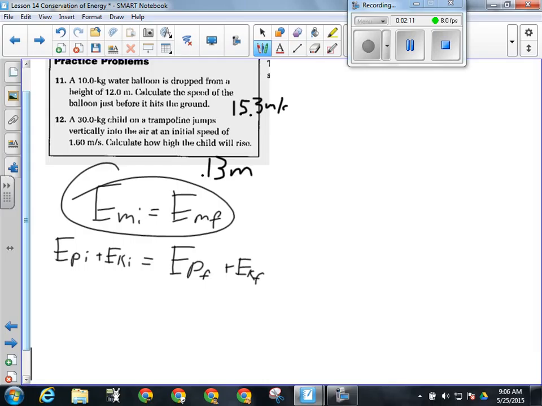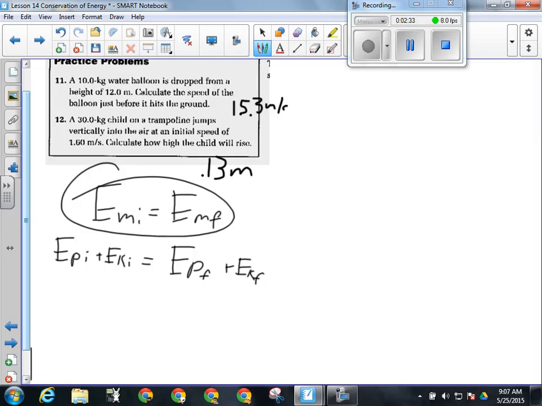So if we're looking at this water balloon here, this 10 kilogram water balloon that would probably injure someone were it to fall on them, because that's 10 liters of water weighing approximately 25 pounds. You wouldn't want to be under that water balloon. That's a beach ball full of water.